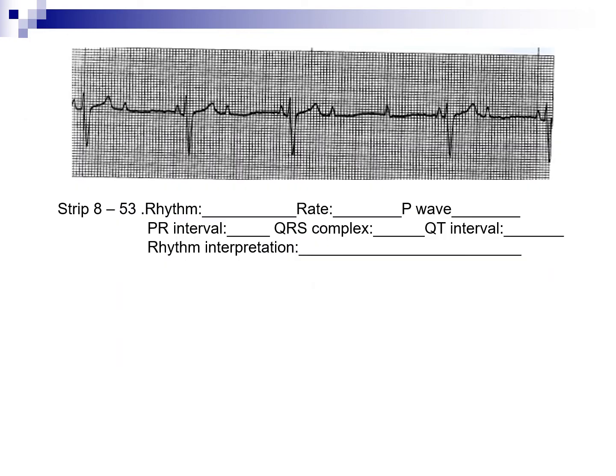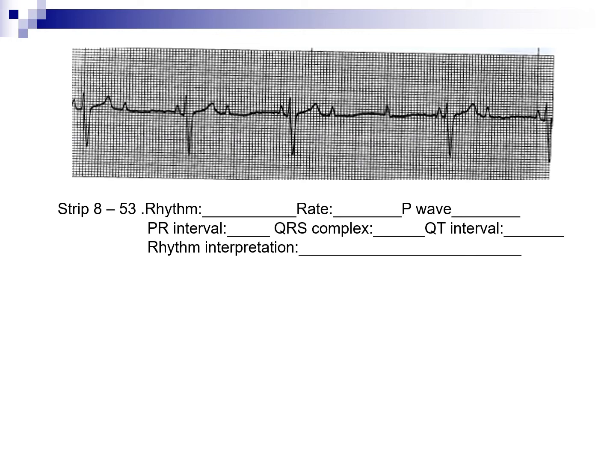On strip 853, this rhythm is considered irregular. The rate would be 40, and just understand that the ventricular rate is irregular. The atrial rate is regular, if you were to map those out. And when we're looking at P waves, we have more P's than QRS's. They are sinus, so our SA node is working.